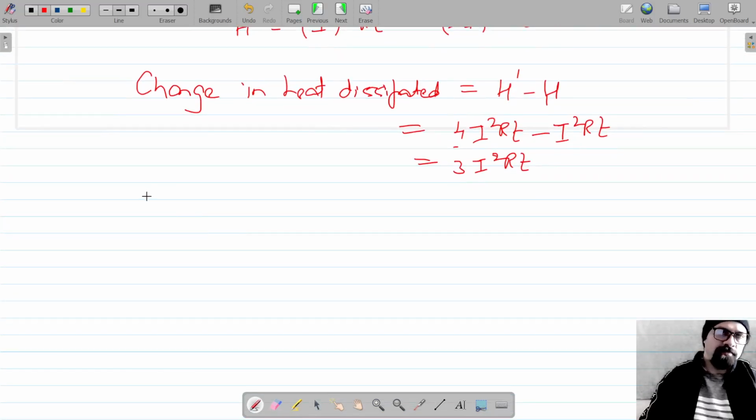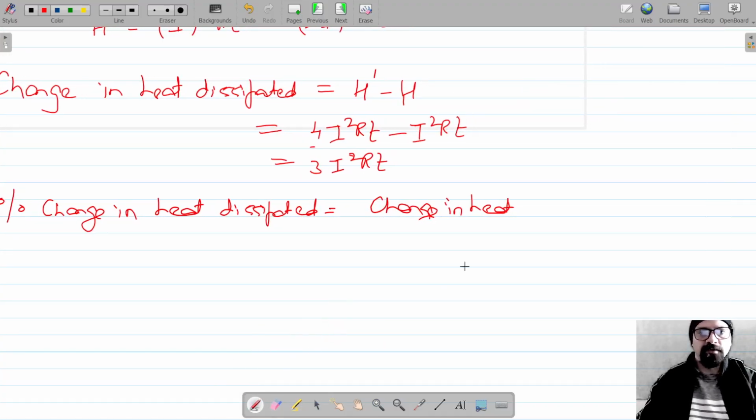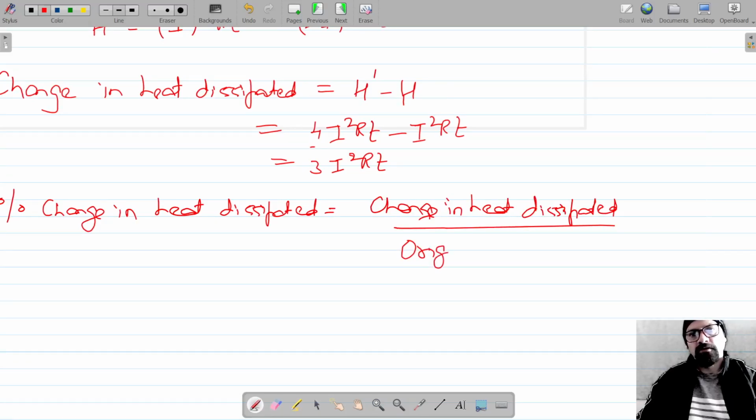Now we have to find the percentage. So how do we find the percentage change? Percentage change in heat dissipated. We know that the formula for that would be the change in heat dissipated divided by the original value of the heat, or the initial heat dissipated. And because we have to find the percentage, this has to be multiplied by 100.